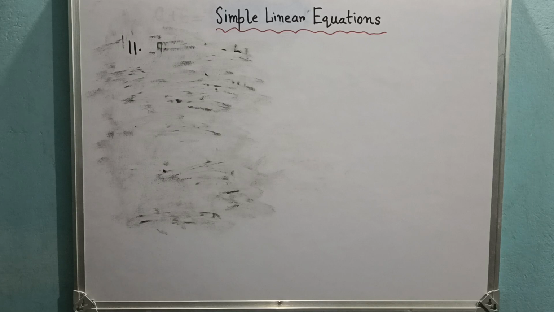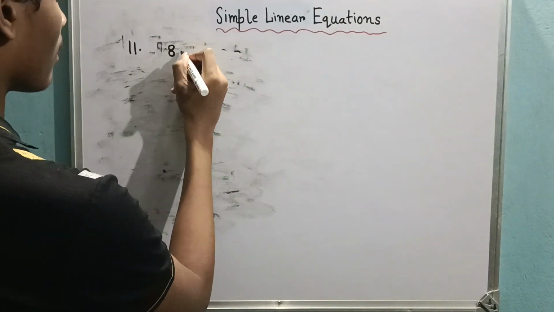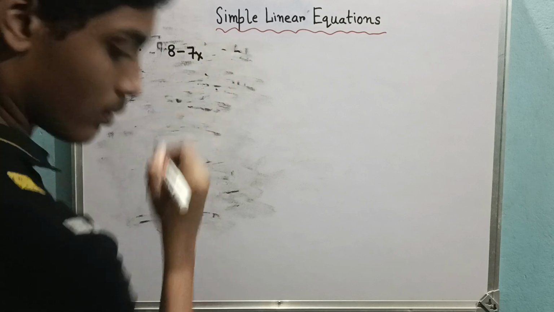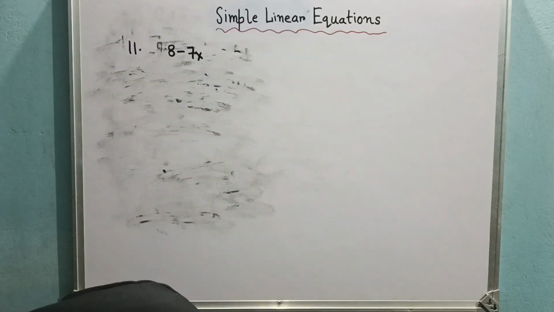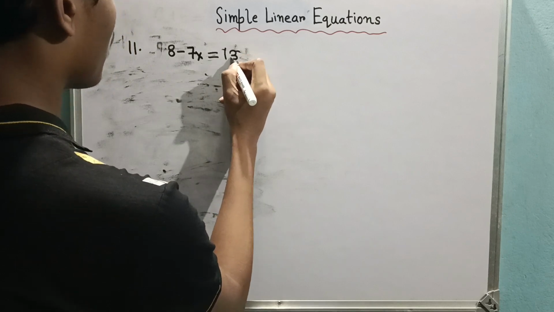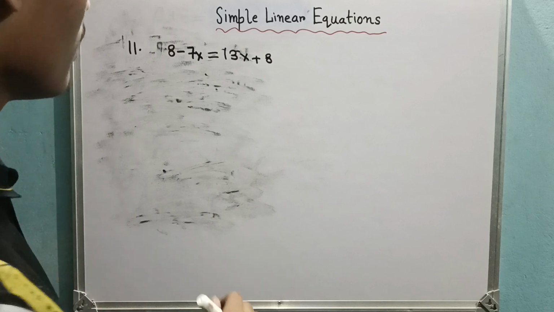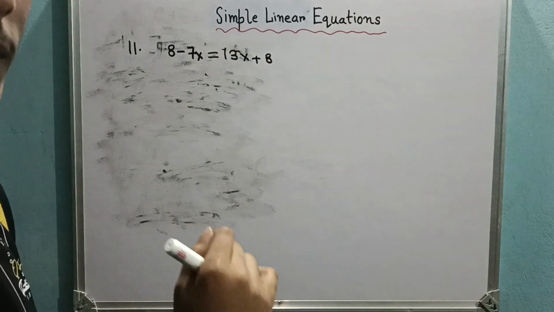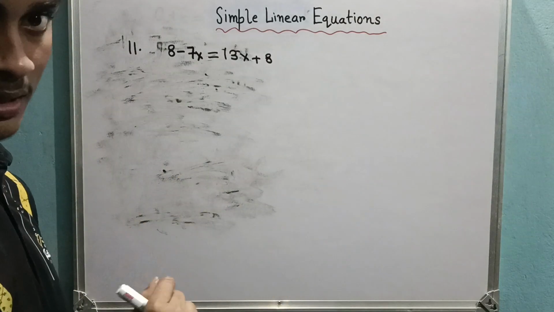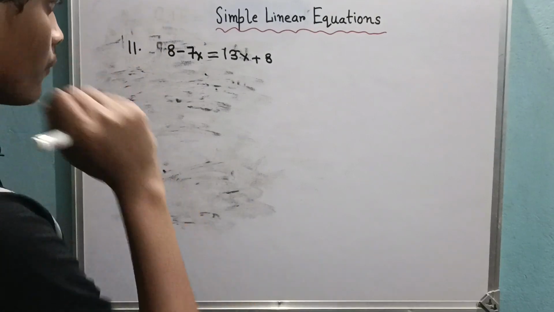So here, 8 minus 7x is equal to 13x plus 8. Right, 4 terms. I think the most number of terms we have come across in any sum till now. So no big deal. This is also very simple.